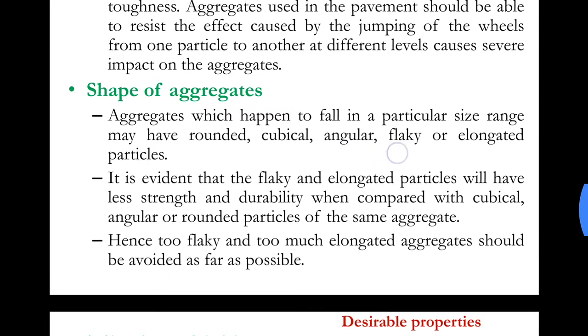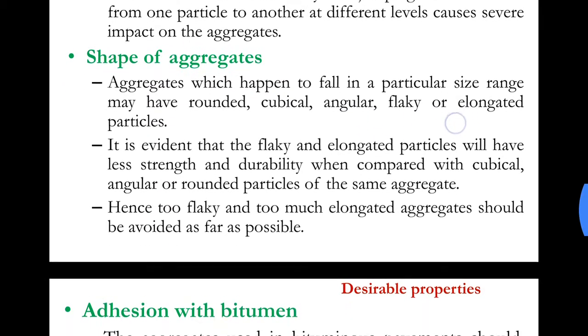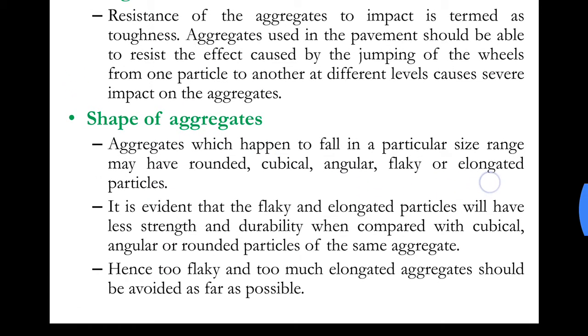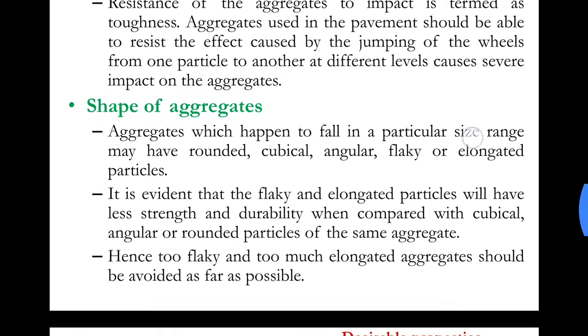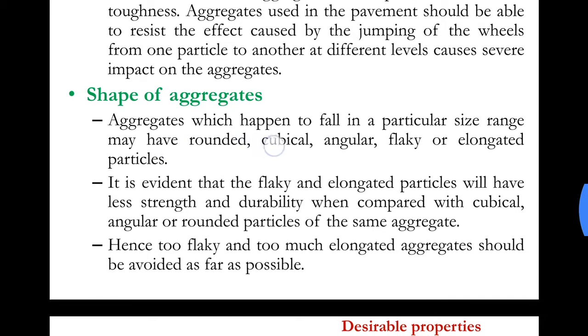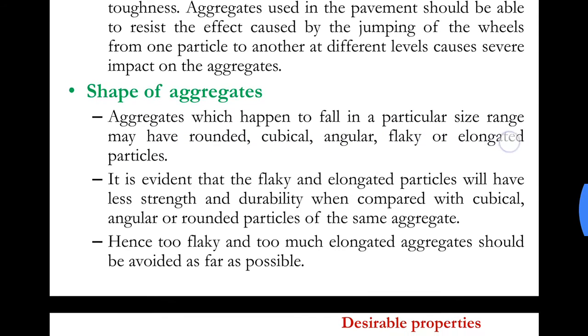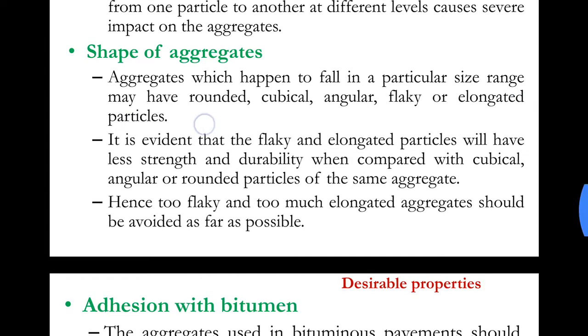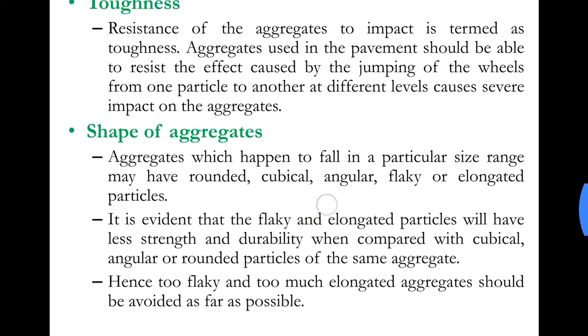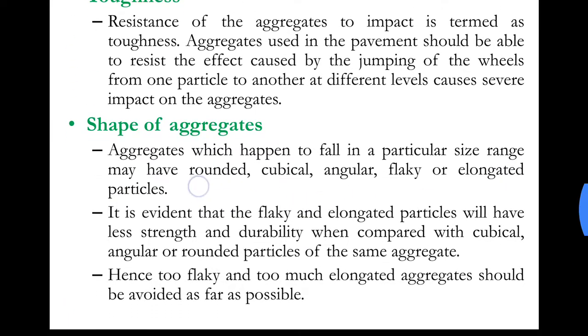Next is shape of aggregates. Okay, as we have already studied in concrete technology that the aggregates have different shapes. Okay, and these shapes will affect the binding properties and also the crushing strength. Aggregates which happen to fall in particular size range may have rounded, cubical, angular, flaky or elongated particles or shapes. Okay, so the aggregates can be of these different types of shapes.